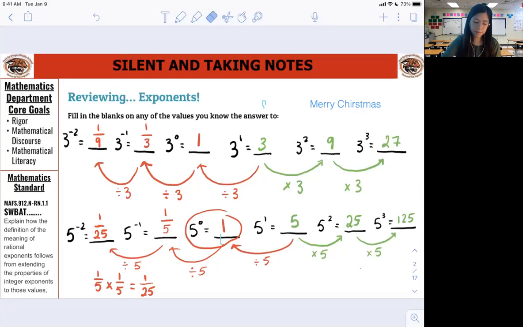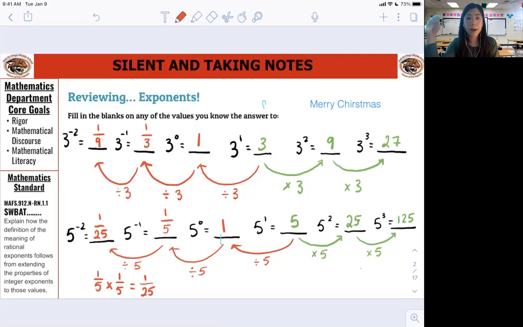Wait, but Miss Lopez, question. What will happen if we have, say, 5 to the power of 2, which is 25, and then it tells us to go all the way to 5 to the power of 0? Will we have to divide it by 25 then, or still by 5?